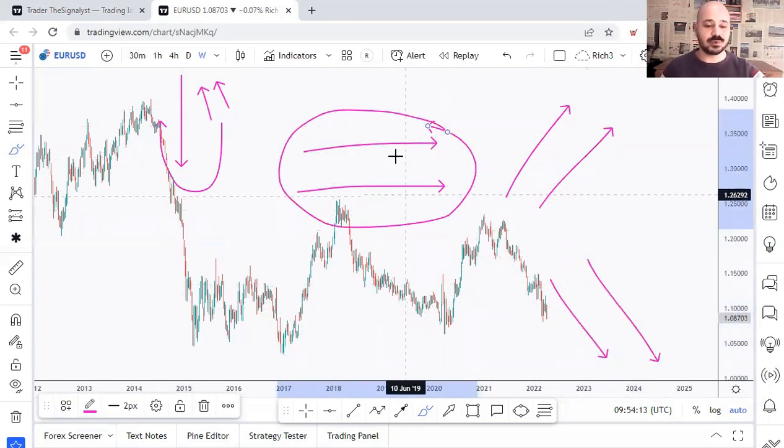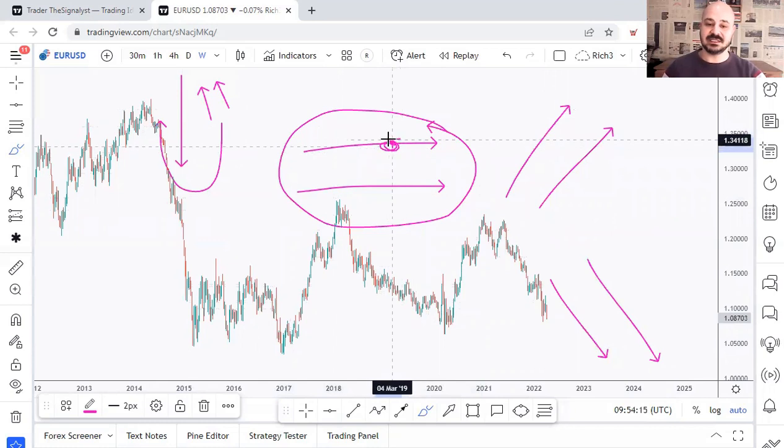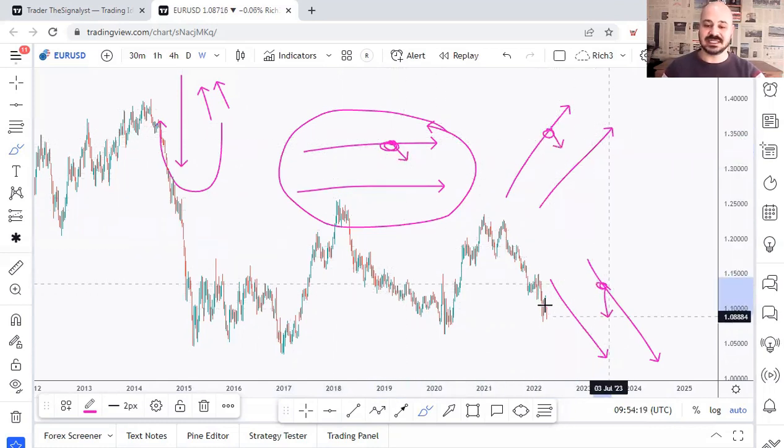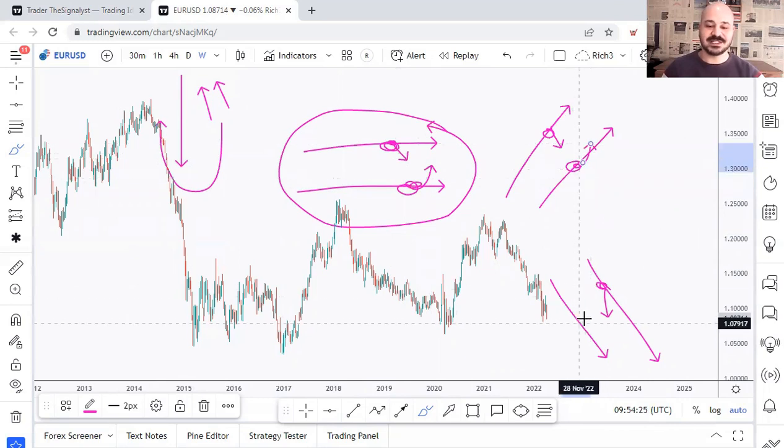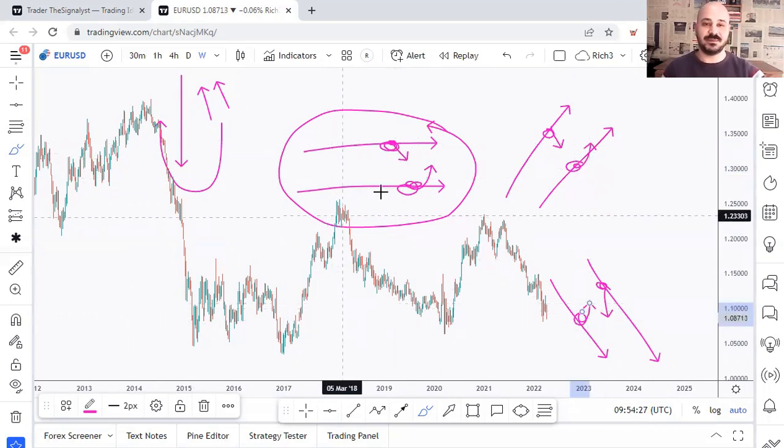And as price approaches the upper bound, it can be horizontal, just like this one, or non-horizontal. We'll be looking for sell setups. And vice versa, as price approaches the lower bound, which can be horizontal or non-horizontal, we'll be looking for buy setups.